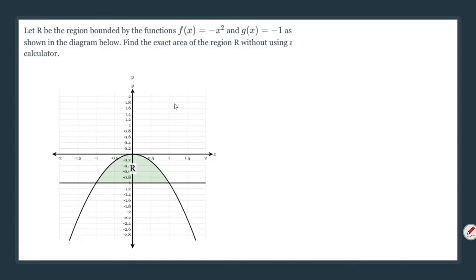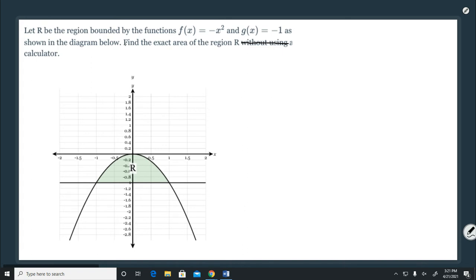So let's do an example. Let R be the region bounded by the functions f of x equals -x squared, g of x equals -1. It says find the exact area of the region. If it says without using a calculator, that's okay. We are going to use a calculator in this lesson.